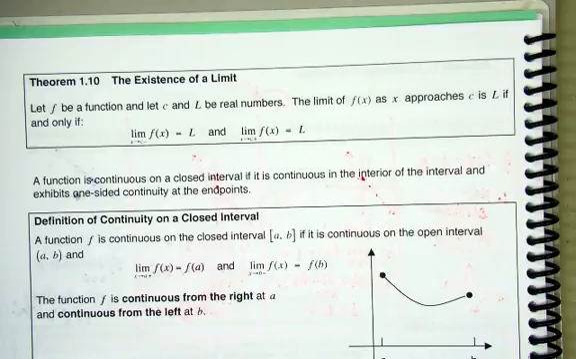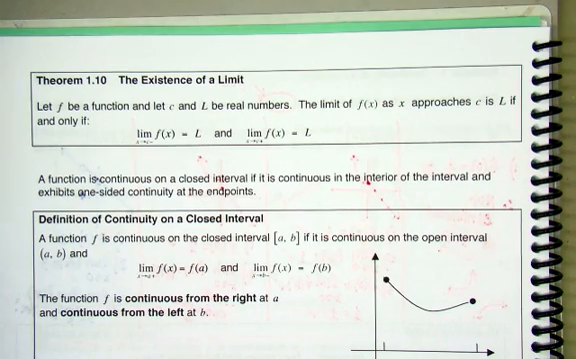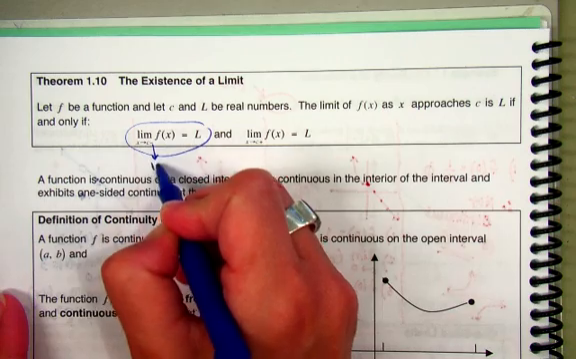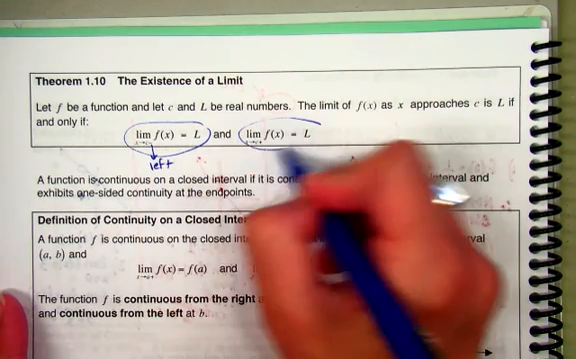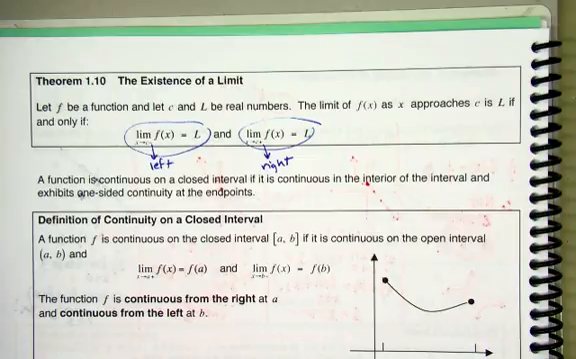Okay, so the existence of a limit, page 36 here. You guys know this, right? The left-hand side and the right-hand side have to be the same in order for a limit to exist. So we already said that the limit from the left has to equal L, and from the right it also has to equal L, and if they're both the same, then our limit is equal to L.